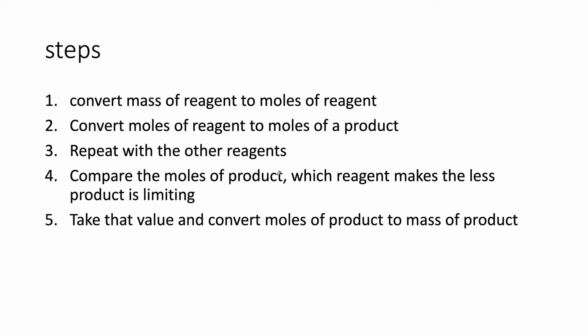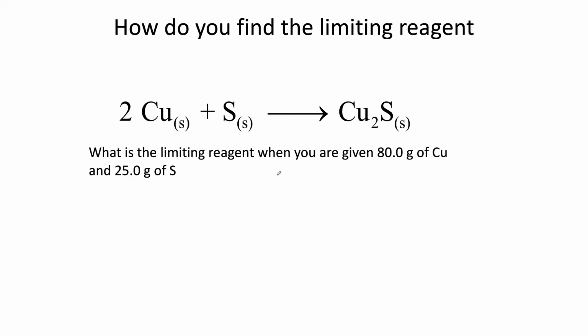So here are the steps to do this. We're going to have at least 2 reagents, and every reagent will have a mass. So you convert the mass of reagent to moles, then convert the moles of reagent to moles of product, then repeat with all the other reagents. Then you're going to have at least 2 answers, maybe 3, and you can compare the moles of product. The reagent that makes less product is limiting. Then you take that value and convert the moles of product to get the mass of product. And that's limiting reagents. So let's see how we do this.